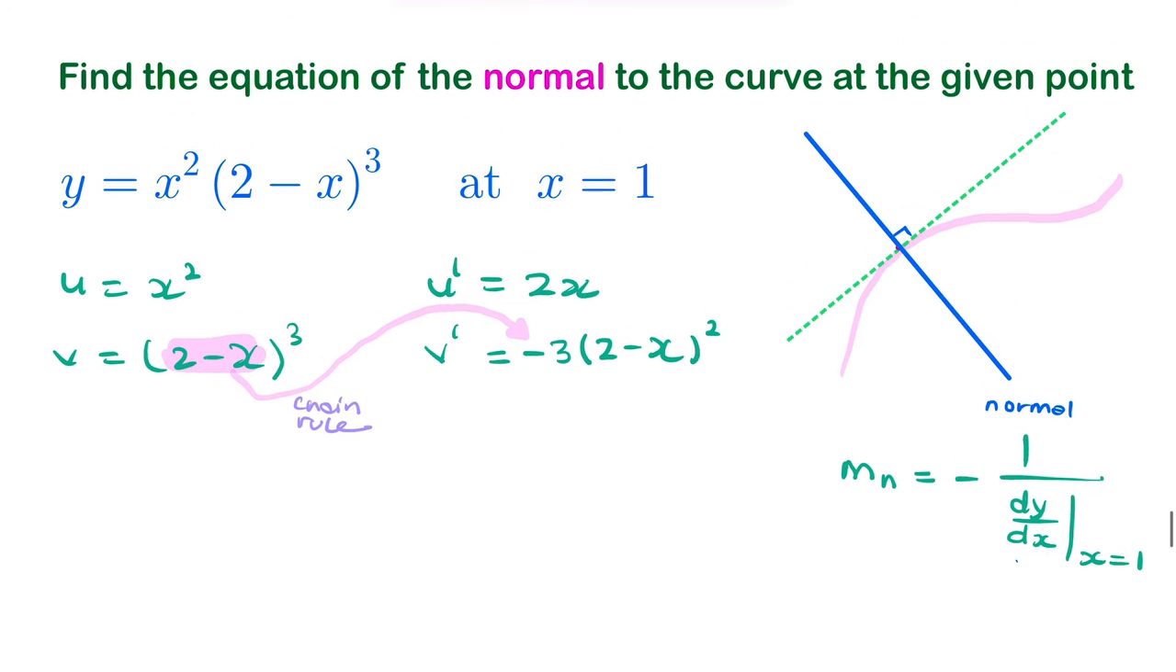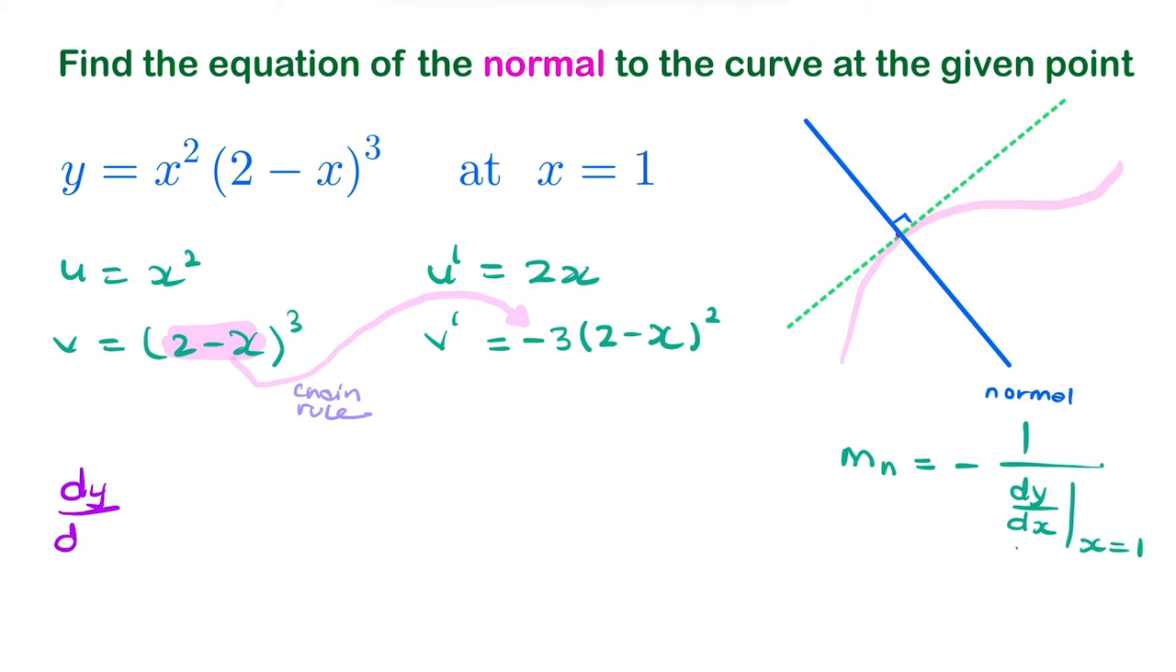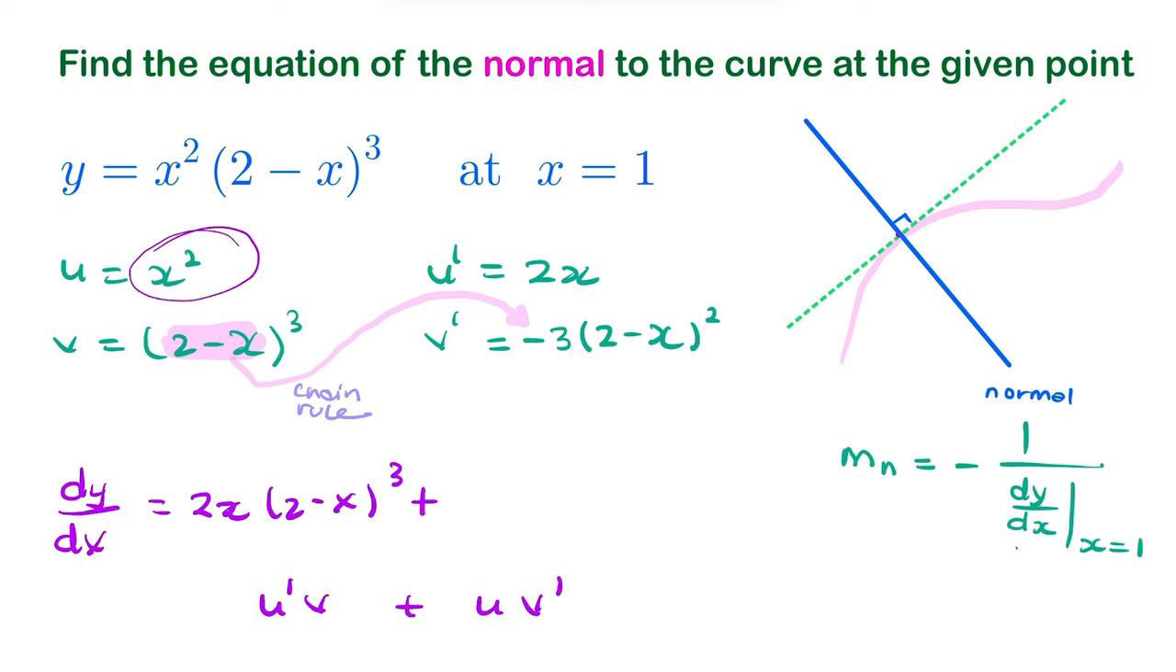So now we use the product rule. So dy by dx is going to be u dash v plus u v dash. So u dash v, that's going to be 2x times 2 minus x cubed, plus u v dash. So it's going to be plus x squared times minus 3 times 2 minus x squared.